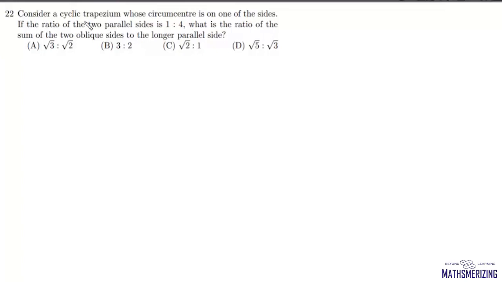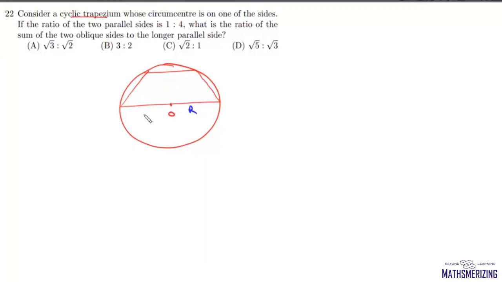Now question number 22 is, consider a cyclic trapezium whose circumcenter is on one of the sides. If ratio of two parallel sides is 1:4, then what is the ratio of sum of two oblique sides to the longer parallel side? So we have this circle, and then we have this trapezium whose one of the sides is diameter. Let this be center, and this is radius r, and say this is A, B, C, D. Now we'll need to find this length L.